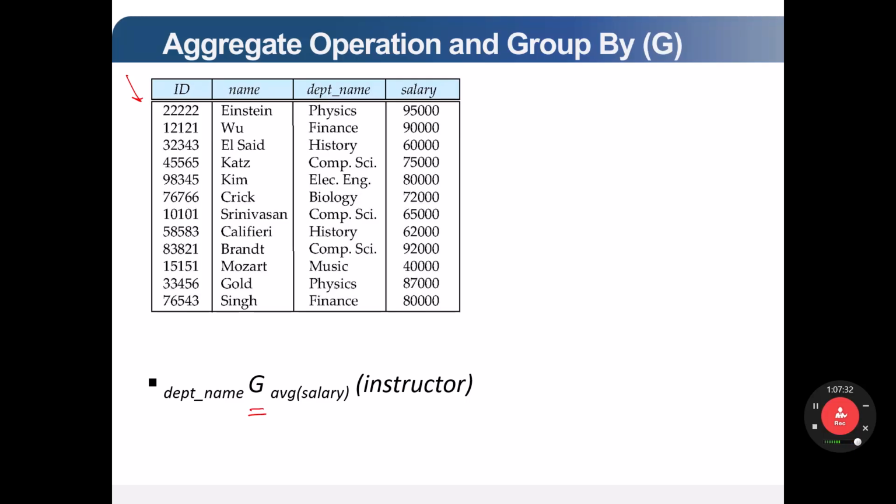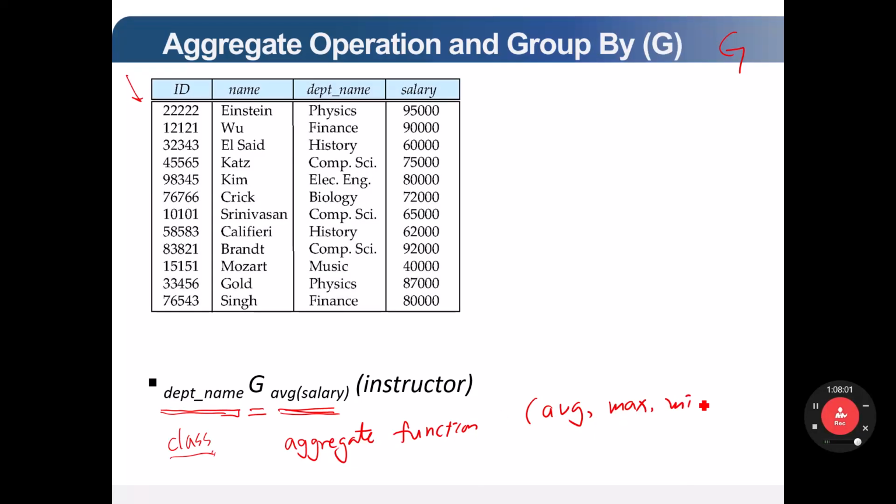This group by operator uses the alphabet G as a symbol, and it has a left subscript and a right subscript. The left subscript is the classification, what kind of attributes we use to classify each group. And the right subscript is the aggregate function. Aggregate functions like average, maximum, minimum, and count, which counts just the number of tuples, and then we have a couple more.